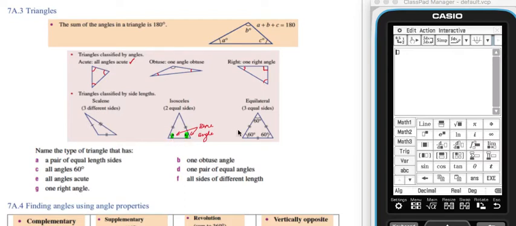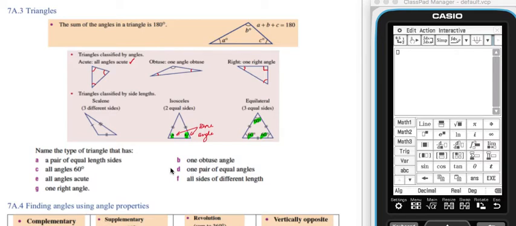An equilateral triangle has 1, 2, 3 equal sides represented by the double dash. And if this is the case, then all these angles must be the same. So an equilateral triangle always has to have 60 degrees as its angle, because all of these have to be the same, and 60 plus 60 plus 60 is the only way of making 180 when all of them are the same.